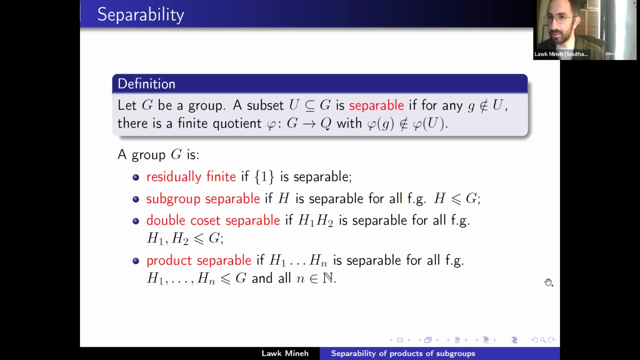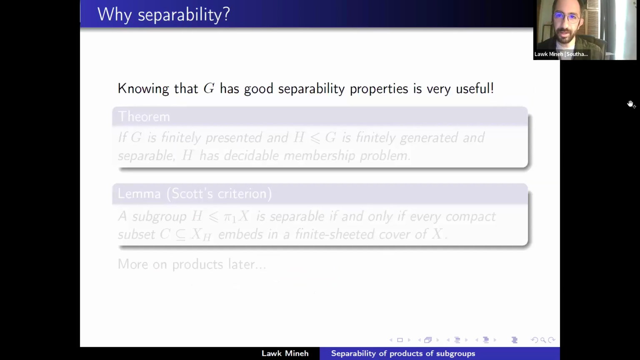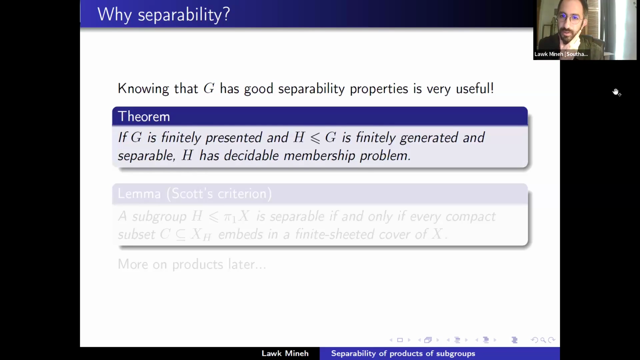So why should we care about all this stuff? Firstly, I'll try to give a bit of motivation for separability in general, in case people don't know about it too much. The general gist is that if you have good separability properties in your group, then you can do lots of things. It's a very useful tool. One thing that illustrates that is the following classical theorem. It says if you're a finitely presented group and you have a finitely generated subgroup that's separable, then that subgroup has decidable membership problem. So already off the bat, we're getting some quite strong algorithmic consequences from separability.